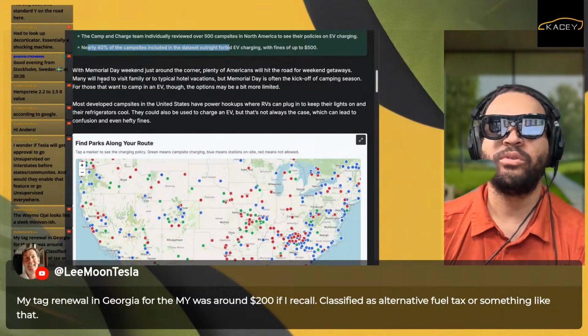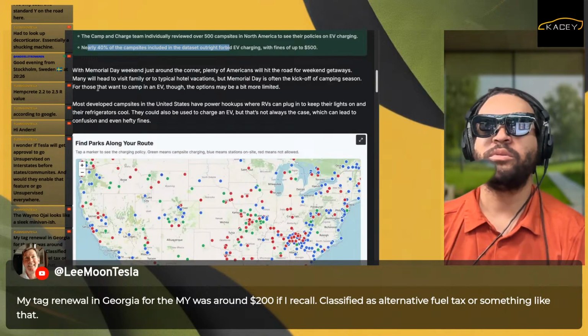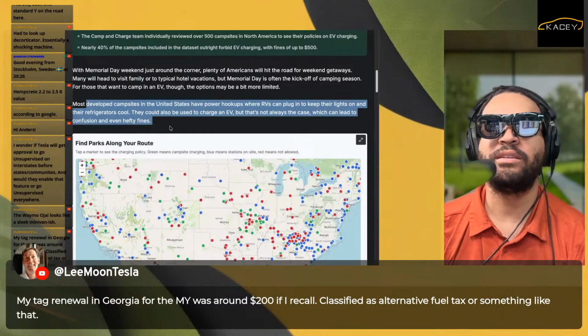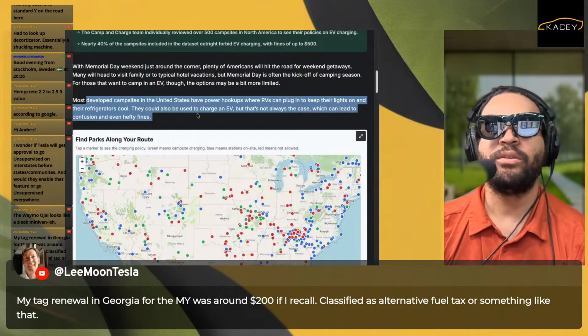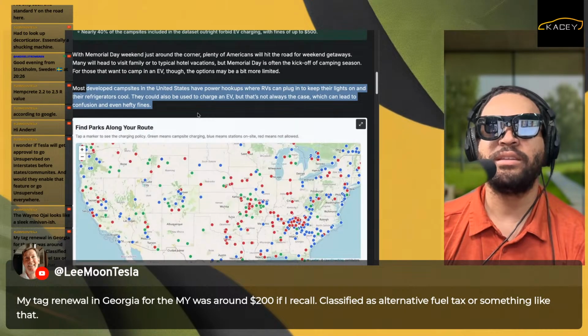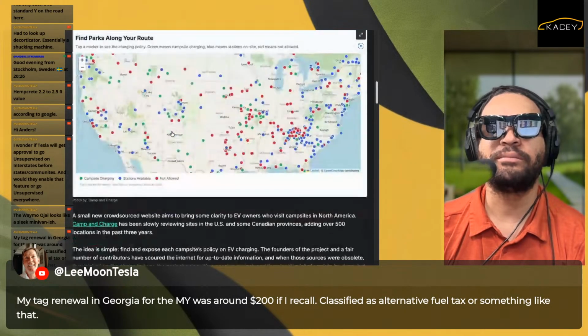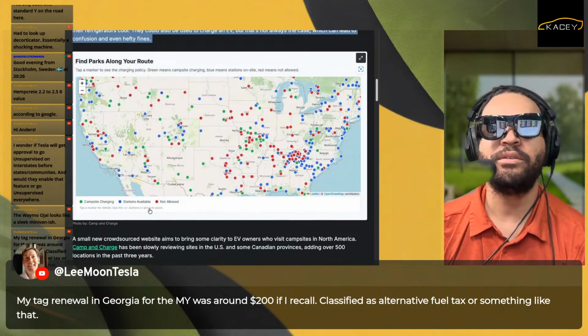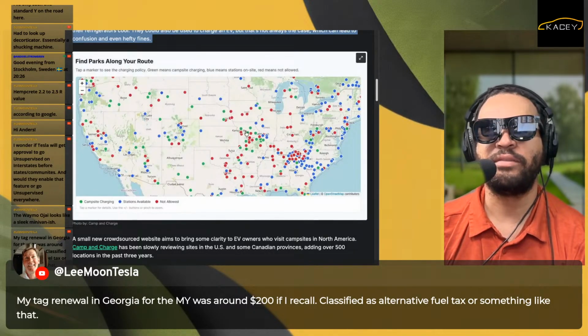With Memorial Day weekend just around the corner, plenty of Americans will hit the road, blah, blah. Most developed campsites in the United States have power hookups where RVs can plug in and keep their lights on and their refrigerators cool. They could also be used to charge an EV, but that's not always the case, which can lead to confusion and even heavy fines. Campsite charging stations: available, not allowed. Huh. A lot right there in that Kentucky, Georgia, Mississippi, Alabama area. I mean, they're all over the country, but there's a lot of them right now.